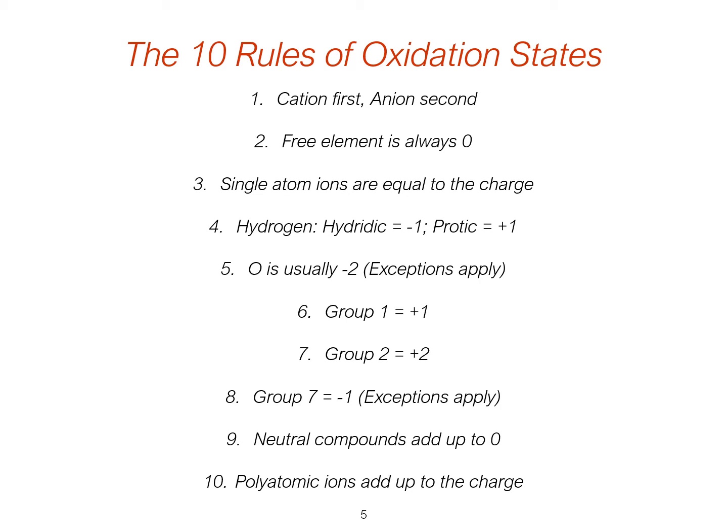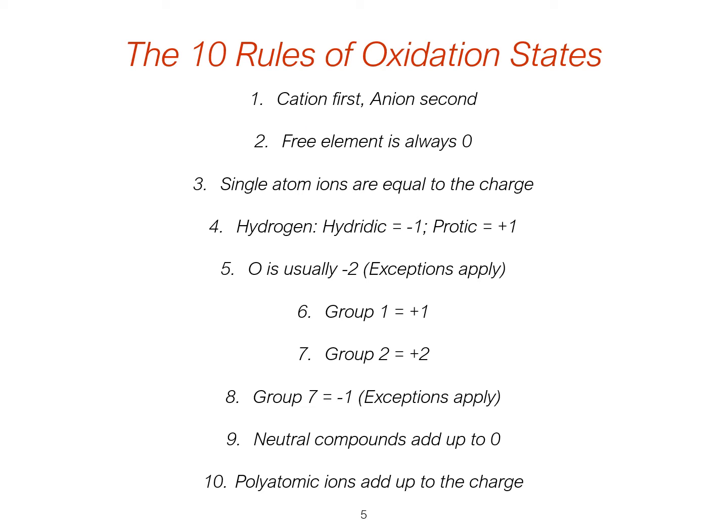But yeah, if you want an example of me going through these in more detail, if you look at the worked answers for the questions from the last lecture, so lecture 6, there's the first question actually. I apply these 10 rules to calculate the oxidation states in 6 different compounds. But let's quickly go through the 10 rules of calculating them now as well. So first one is cation first, anion second.